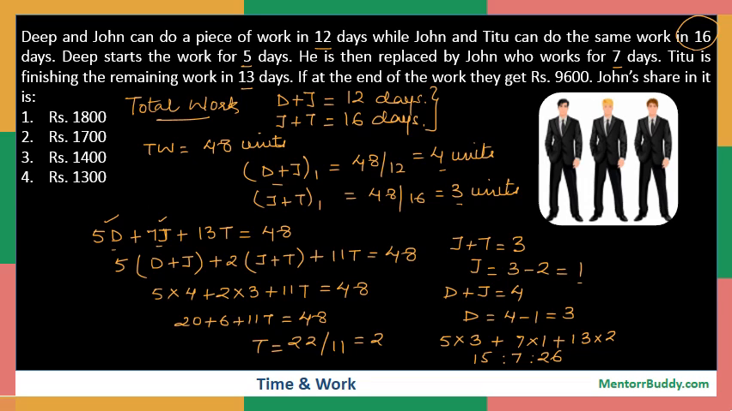So now when we have to calculate John's share out of 9,600, John has completed 7 units of work out of 48. So I can directly write John's share as 7 divided by 48 multiplied by 9600. When I do the cancellation, I get 200. 200 multiplied by 7 gives me 1400 rupees. That is John's share for the work that he has done. And therefore, the answer to this question becomes option number 3.